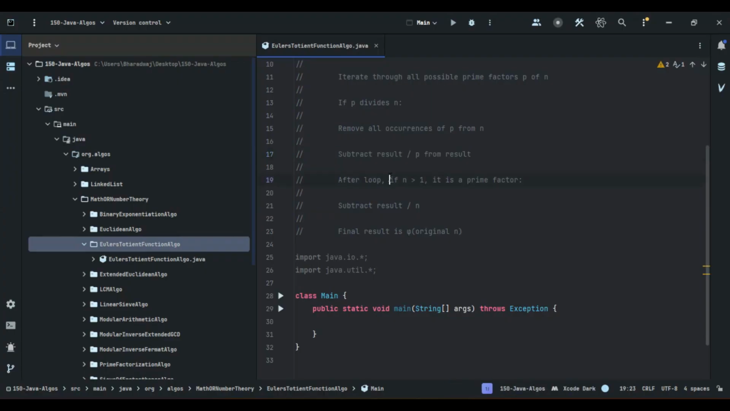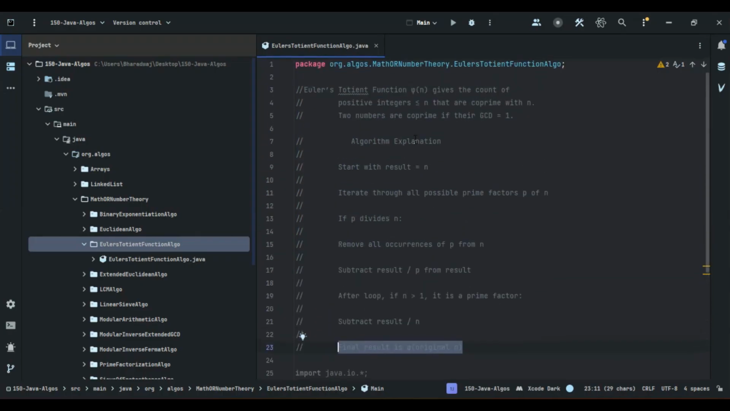After the loop, if n is greater than 1, it is a prime factor, quite obviously. After that, we'll subtract result divided by n from the result. So the final result is nothing but the totient of the original n. So this is the algorithm.